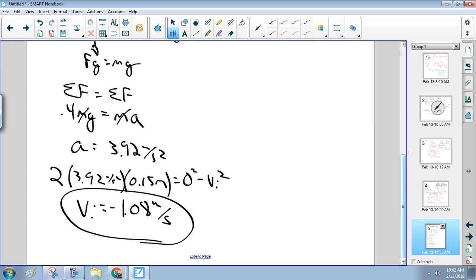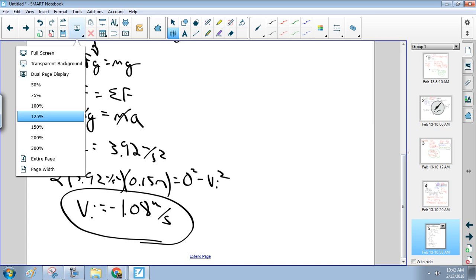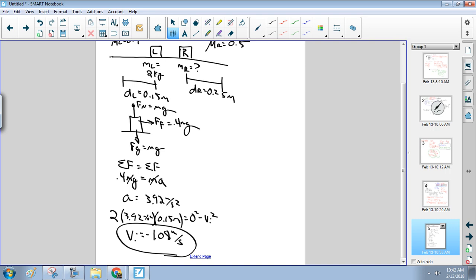Follow? All right, so by the same logic, let me squishify this. If we do the same thing with the other block, notice this acceleration was just coefficient of friction times g, right? So same logic tells us that the acceleration of the other block should be 0.5 times 9.8, so 4.9 meters per second squared. So you can find your VI for that one, right?